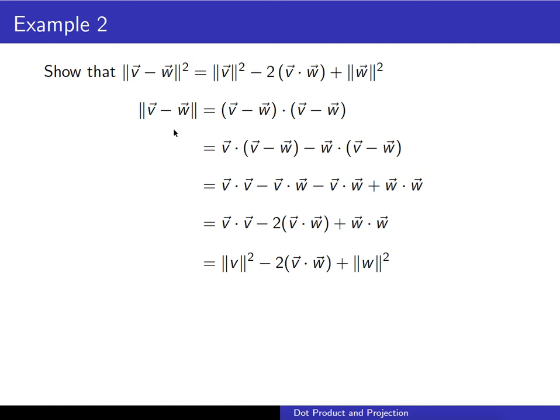And thus we've shown that vector v minus vector w squared, again, there should be a squared here, apologize for the typo, is equal to the magnitude of v squared minus 2 times the dot product of v and w plus the magnitude of w squared. And we will see this when we look at finding the angles between vectors as well.